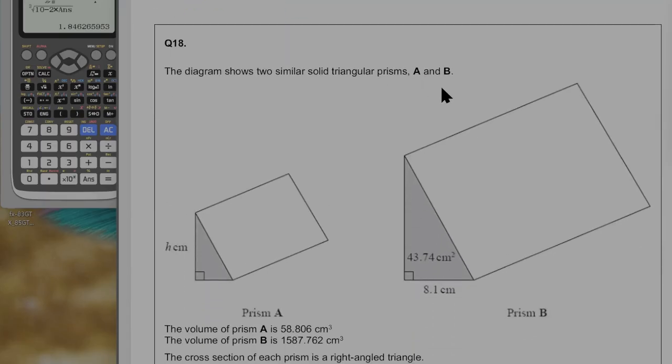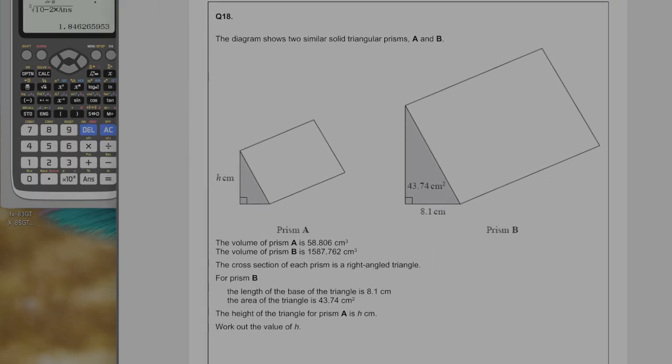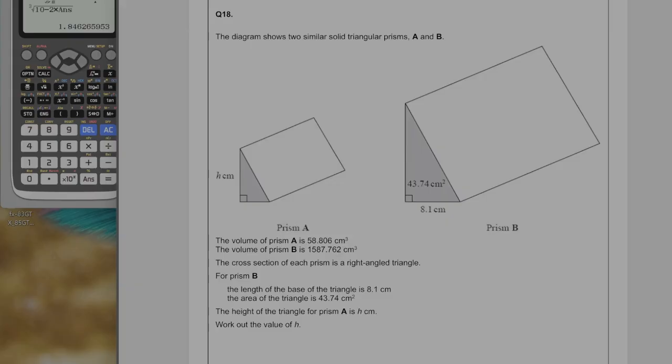Okay, question 18. The diagram shows two similar solid triangular prisms, A and B. The volume of prism A is, the volume of prism B is. The cross-section of each prism is a right-angled triangle. For prism B, the length of the base of the triangle is 8.1. The area of the triangle is 43.74 centimeters squared. The height of triangle A is h. Find the value of h.